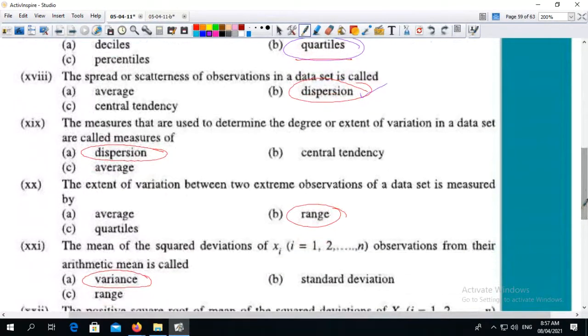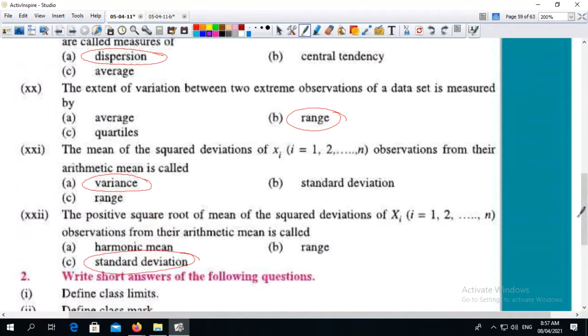The spread or scatteredness of observations in a data set is called dispersion, how much change is coming in it. The measures that are used to determine the degree or extent of variation in a data set are called measures of dispersion. The extent of variation between two extreme observations of a data set is measured by range: maximum minus minimum.